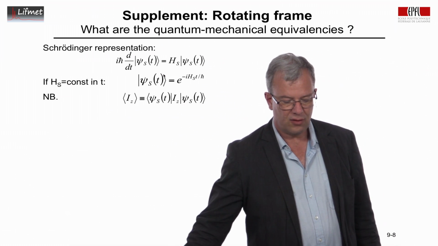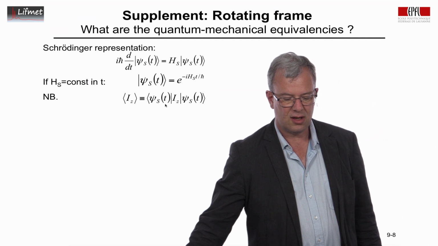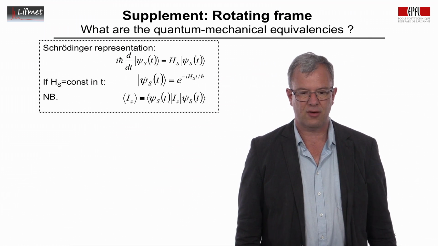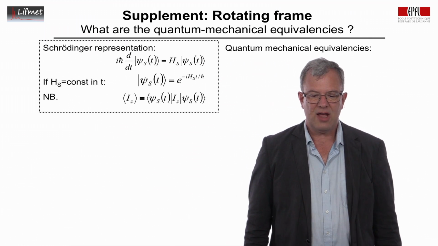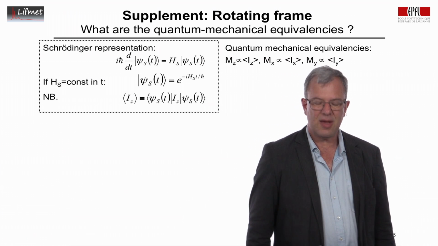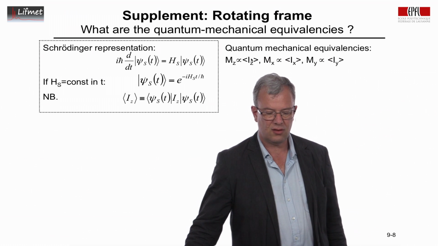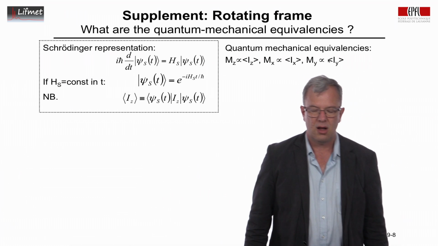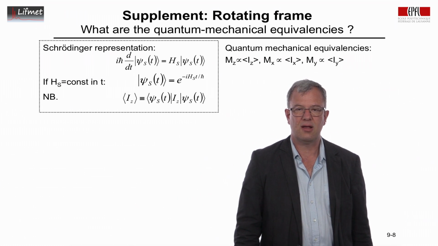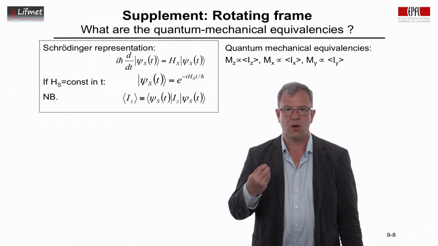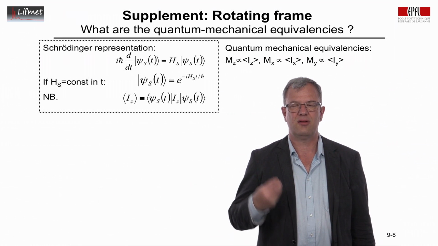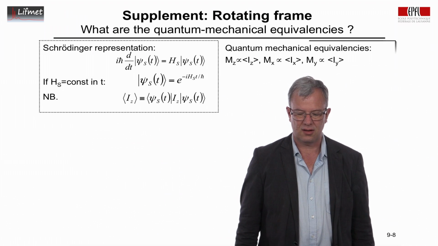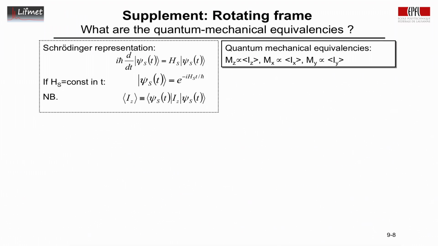The expectation value of an operator Iz is given by this term here, in the Schrödinger representation. So this is all standard theory from quantum mechanics. Now we have some equivalences here: the magnetization along z is the expectation value of the operator Iz, the magnetization along x that of Ix, and the magnetization along y the expectation value of Iy. So in other words, our macroscopic quantities that we observe, the magnetization, are the expectation values of the associated quantum mechanical operators. So this is very nice.